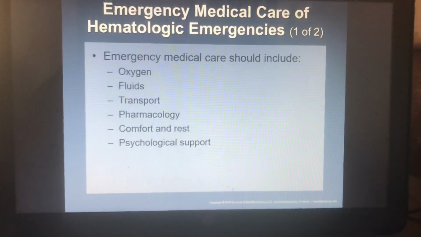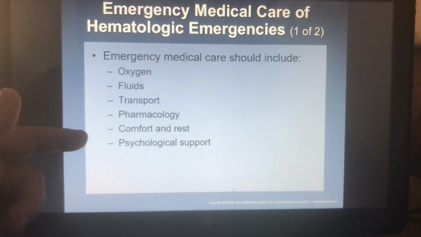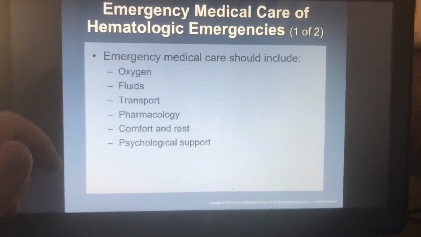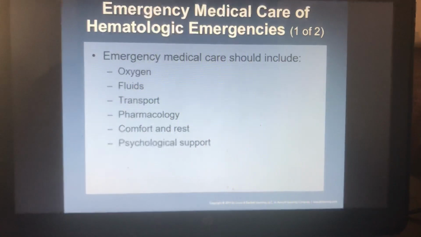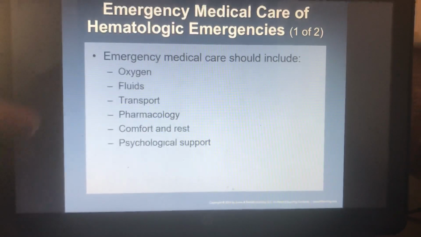Emergency care, you can do oxygen, fluids, pharmacology, again, if you're ALS. Comfort, position of comfort, is very important. Try to get them to rest. Psychological support is very important. Reassure them, tell them, hey, look, we're doing the best we can. We're going to do what we can for you. And more than likely, unless they're children, this is not their first rodeo. They know.